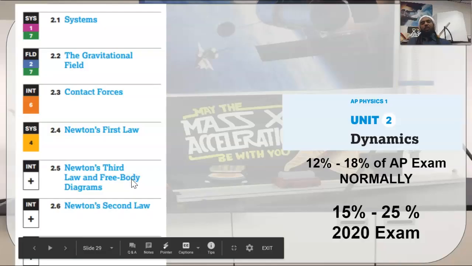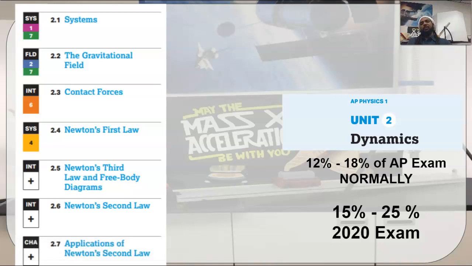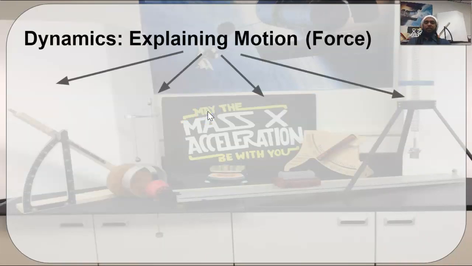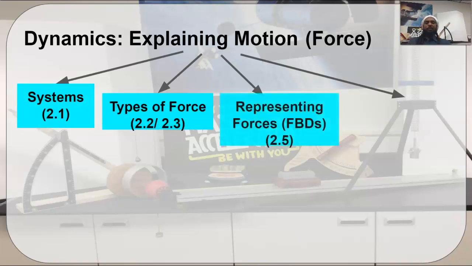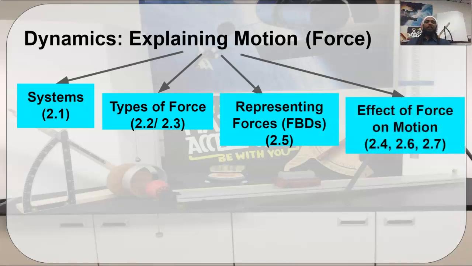This unit, which is all about forces, split into like 7 subtopics on the syllabus, and these are what they are. This normally accounts for 12 to 18%, but right now for 2020 might be up to 25% of the exam this year. So dynamics I describe as explaining motion. It's all about forces. These are some of the subtopics. We look at systems, we look at types of forces, representing forces, and then the effect of force on motion.